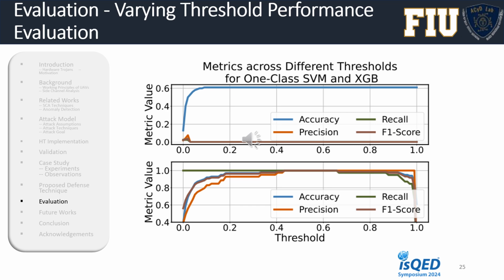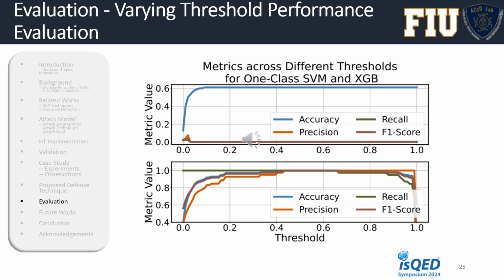So we wanted to evaluate the performance using varying thresholds. In this case, we did it by comparing the results using an SVM and an XGB classification. As you can see on our metric values, we measured accuracy, precision, recall, and F1 score. Let's just say that XGB performed the best. The top one is the SVM.